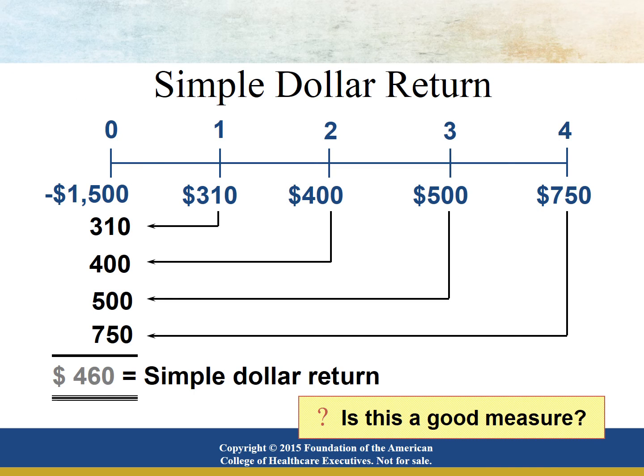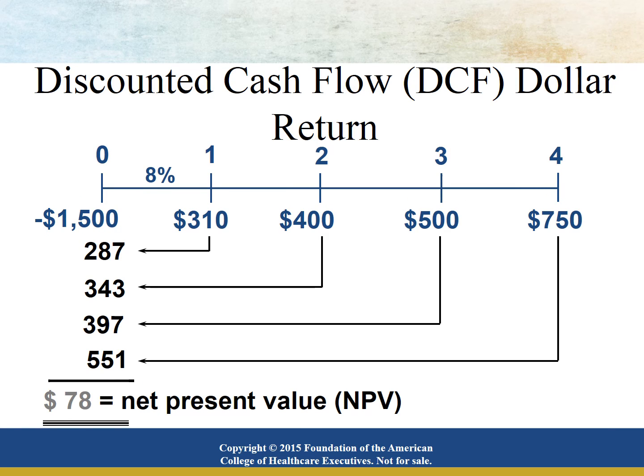So, if you've got a simple dollar return, you've got $460,000 as a simple dollar return. In other words, you take the $1.5 million invested, add all the profits, and say, okay, we're going to make $460,000. Is that a good measure?